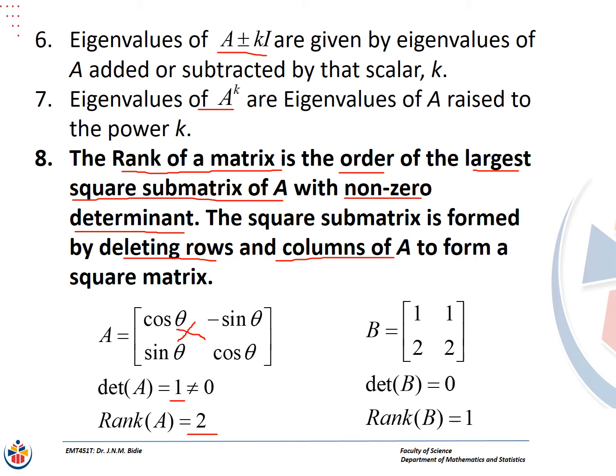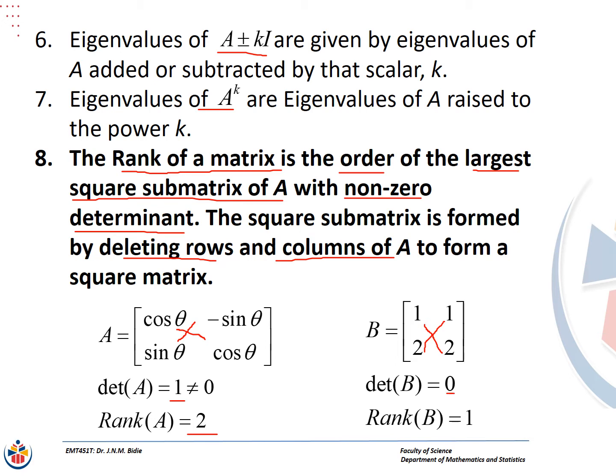Then we go to matrix B. B has 1, 1, and 2, 2 as entries. It's a 2 by 2 matrix. When we calculate its determinant, we get 1 times 2 minus 2 times 1. That gives us 0.